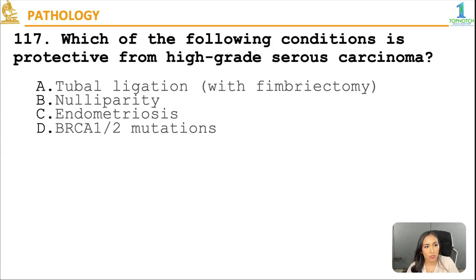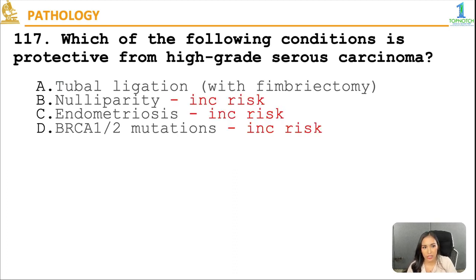Okay, let's go to number 117. Which of the following conditions is protective from high-grade serous carcinoma? Let's look at the choices. Nulliparity, endometriosis, and BRCA mutations actually increase the risk. The only one that is protective is letter A, tubal ligation with fimbriectomy.